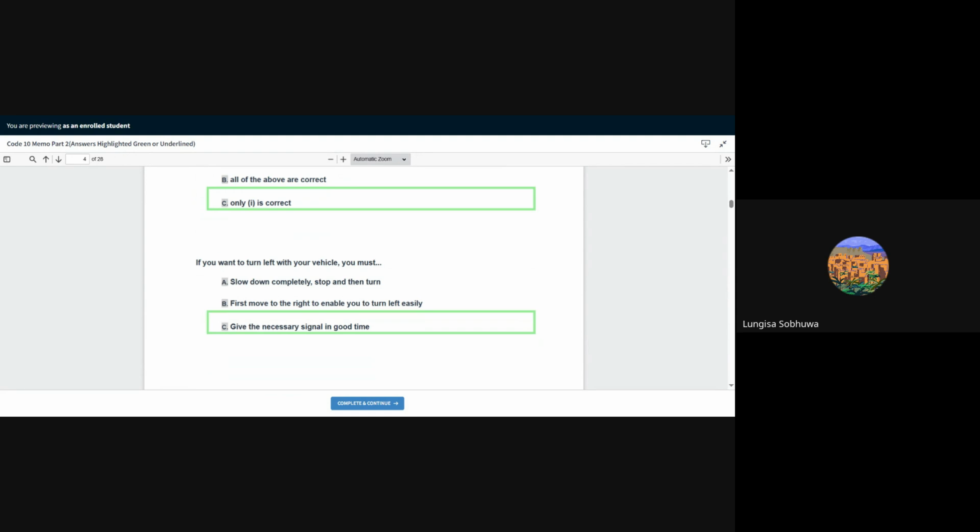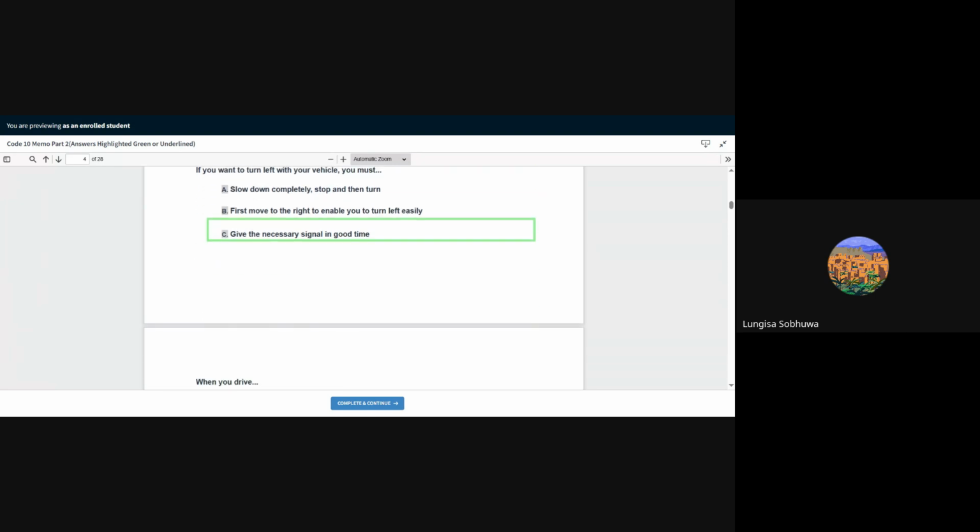And then the next question is, if you want to turn left with your vehicle, you must, is it A, slow down completely, stop, and then turn? B, first move to the right to enable you to turn left easily? Or is it C, give necessary signal in good time? The correct answer there is C, give necessary signal in good time.